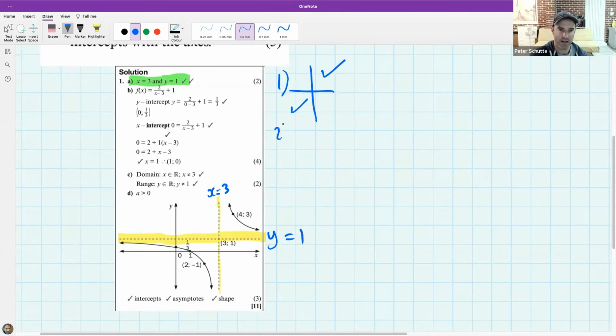Then you went ahead and did your x is 3 and y is 1, which is what I'm showing you here. The third step was to find your intercepts, and if things went well for you, you should have got x is 1, and you should have got y is a third. So let's go and find those points on the graph. Here is the x is 1 over here, and then y is a third is over there.